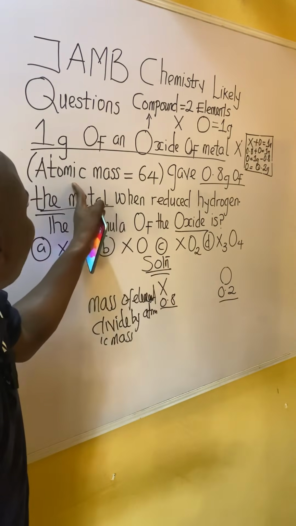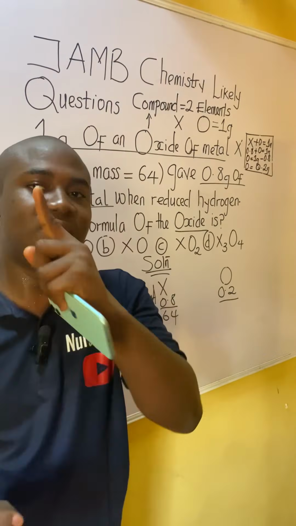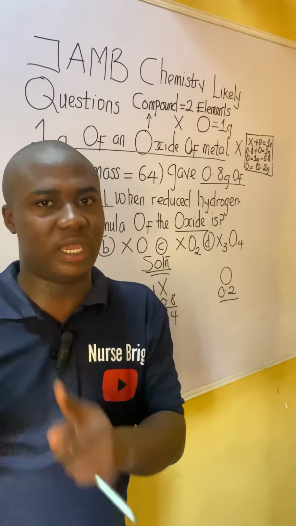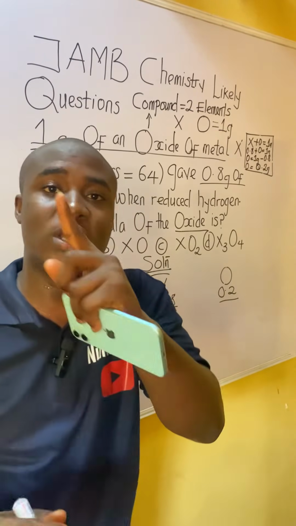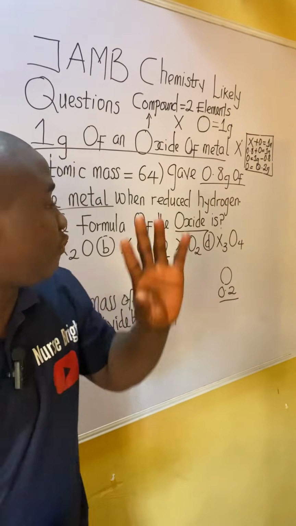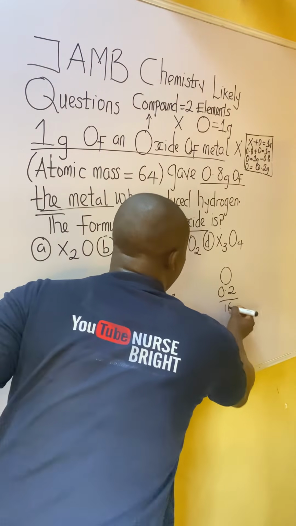You are dividing both of the elements by their atomic masses. This is why the atomic mass of the metal was given to be 64. So 0.8 divided by 64. And it is very important for you to know the atomic mass of oxygen. In some questions you'll be given, some other questions might not be given. So it's important for you to know the atomic masses of the first 20 elements. So for oxygen, the atomic mass is 16. So 0.2 divided by 16.